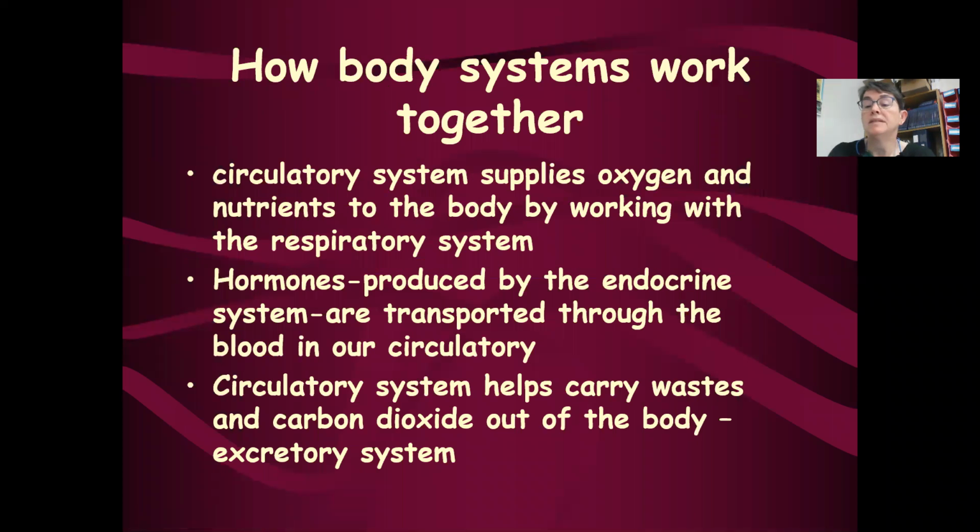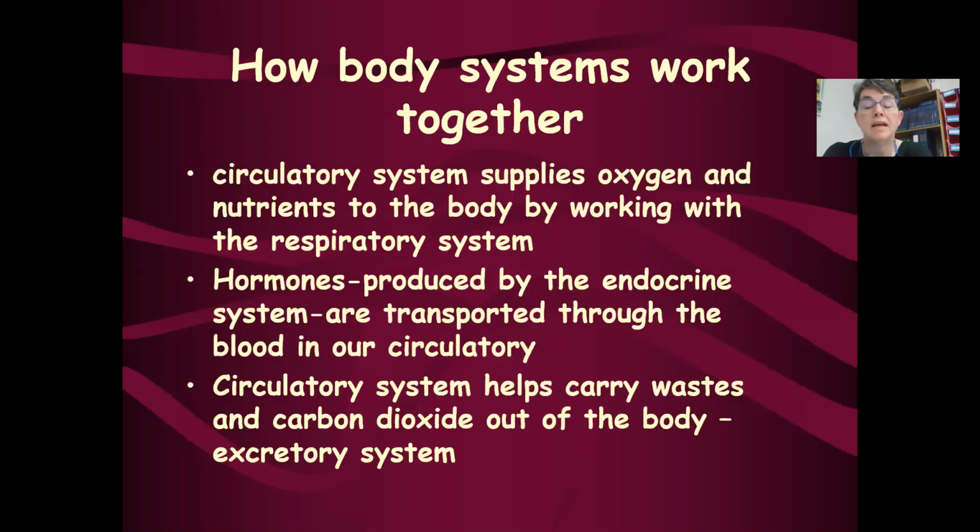All right, part of your presentation has to talk about how your body systems work together. Circulatory system is super easy because it transports stuff, so it works with almost everything else in that way. So for one, it supplies oxygen and nutrients to the body, working with the respiratory system. Now, I should have added to that also the digestive system. So oxygen is going to come from the respiratory system, and the nutrients are coming through the digestive system.